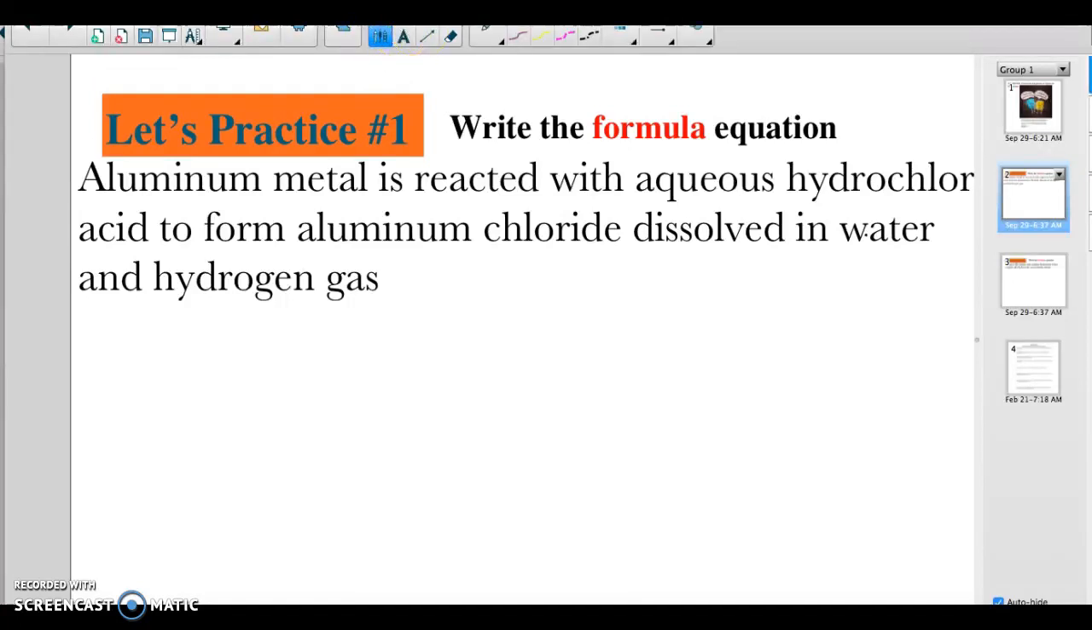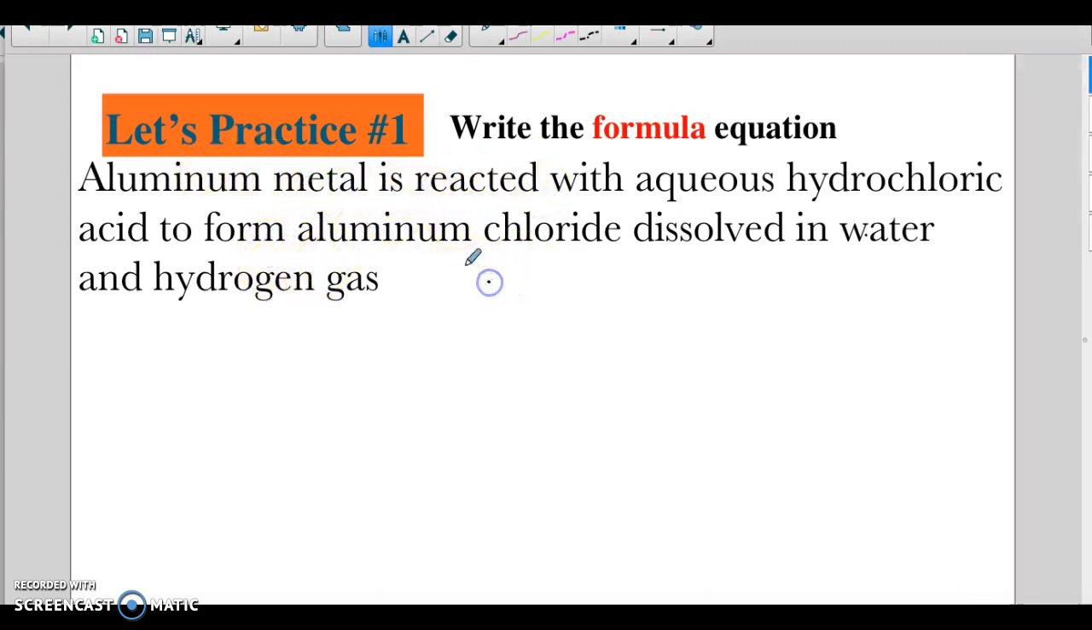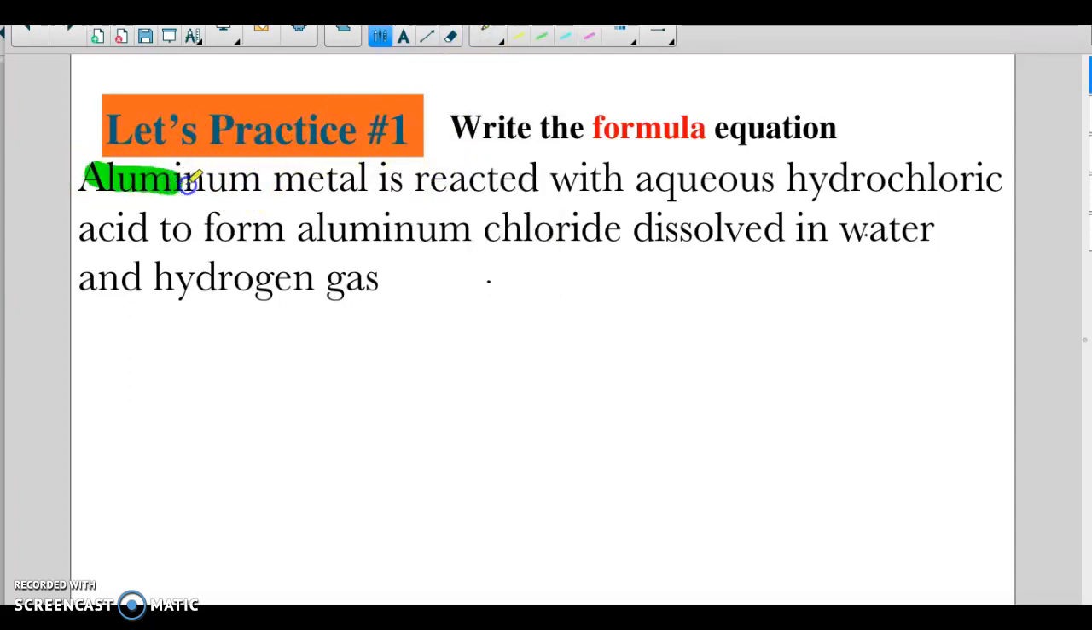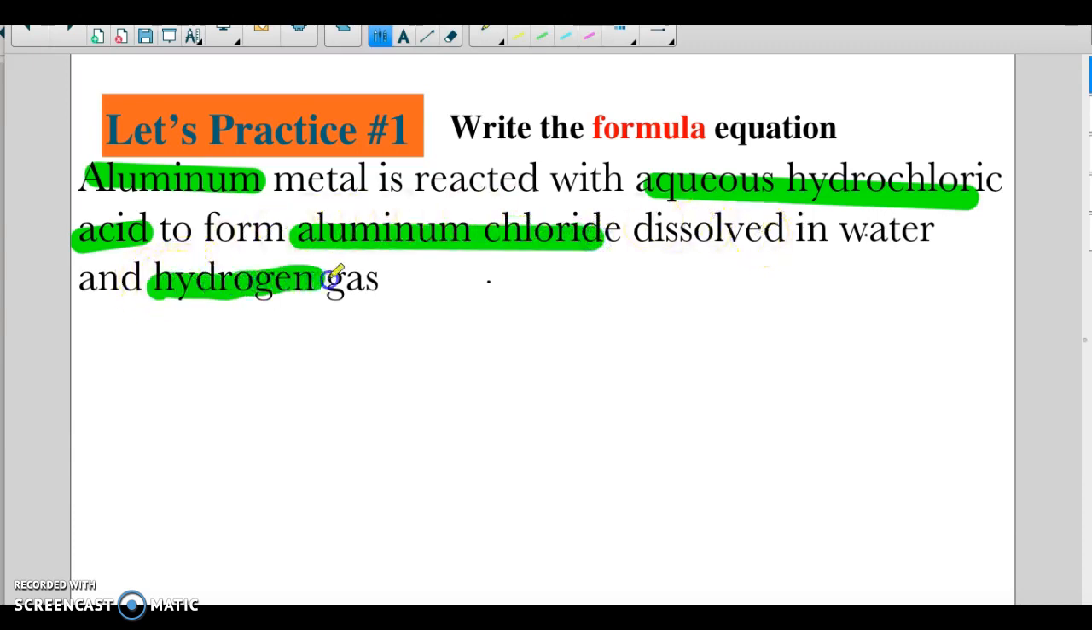Hi. So right now I'm going to talk to you guys about how we can take a word equation like this and write it as a chemical or formula equation. There's a lot of different things to keep in mind when you do these. So let me show you. When I'm reading this, I can definitely focus in on the chemicals. So I have aluminum reacts with aqueous hydrochloric acid to form aluminum chloride that's dissolved in water and hydrogen gas. So those are my chemicals.